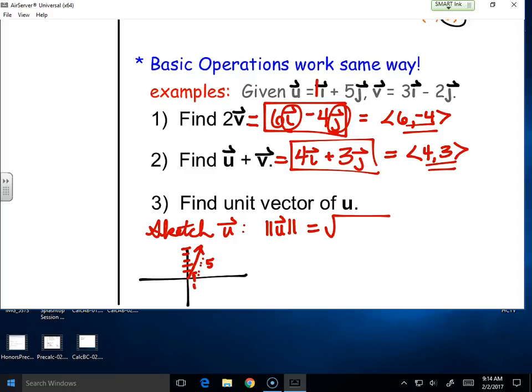Do any perfect squares go into 26? Oh, come on, technology. 4 doesn't go into 26, almost. 4 goes into 28.